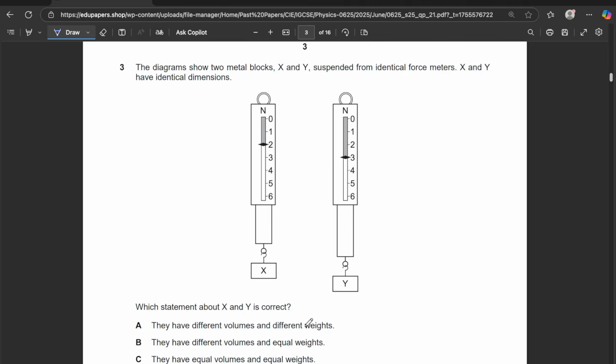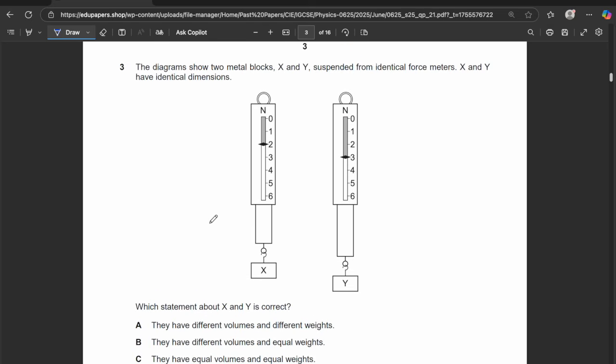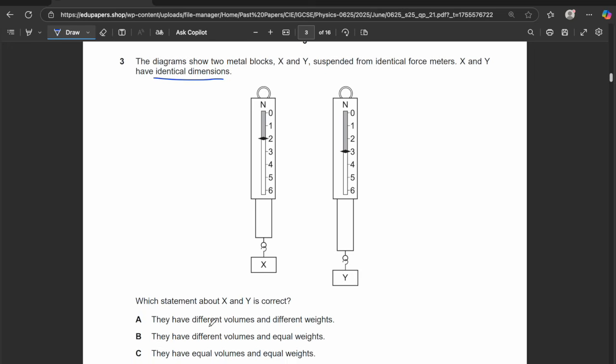3. The diagrams show 2 metal blocks X and Y suspended from identical force meters. X and Y have identical dimensions. Which statement about X and Y is correct? So they have different weights, which means different masses, but identical dimensions means the same volume. So we can think about density already here. So they have equal volumes and different weights.